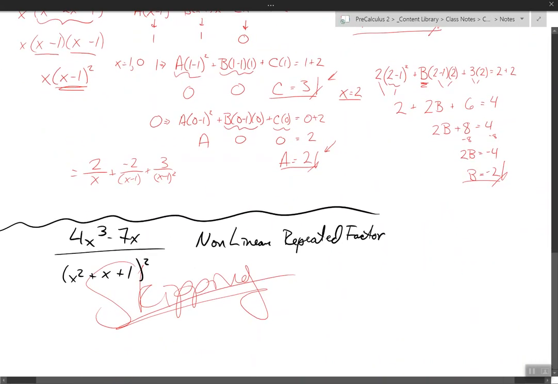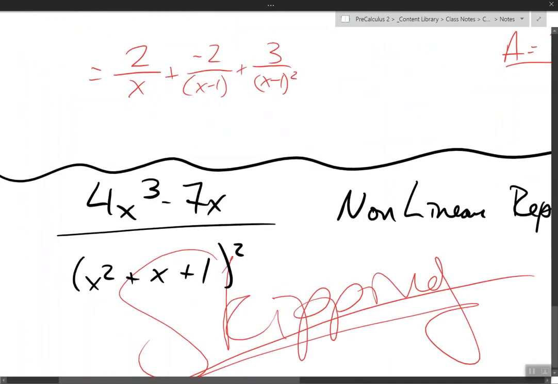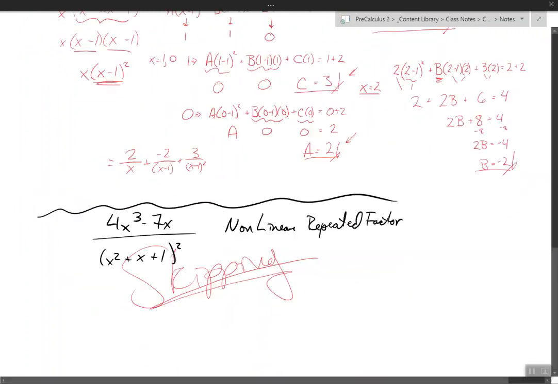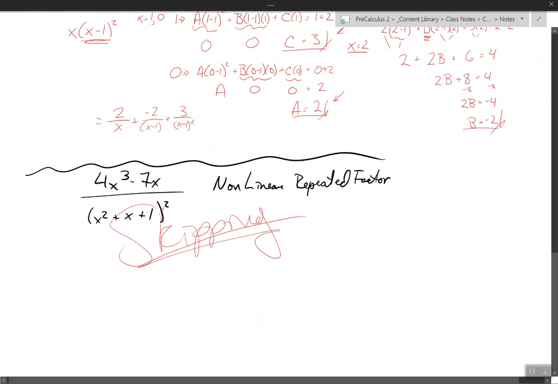So this, we're skipping right here. It says skipping in your notes. Nonlinear repeated factor. Just very briefly why we're skipping it. If we look at this denominator, that is a non-factorable quadratic. I would need two numbers that multiply to be 1, but also add to be 1. That's not possible. So what would happen is when I have that repeated nonlinear factor, my numerators get more complicated. Instead of just a number, it has to be like ax plus b. Since the bottom is squared for our factor, we always go one less power. So we have an x in the numerator now, 2 terms.